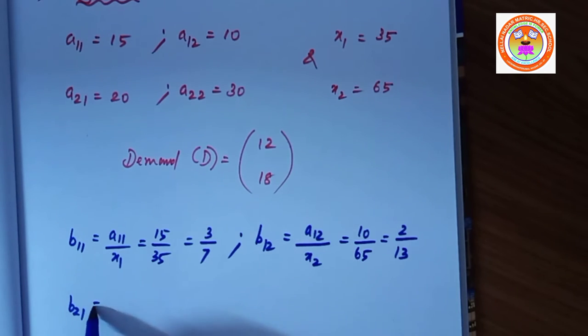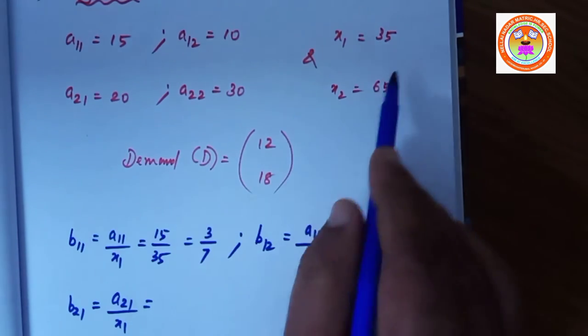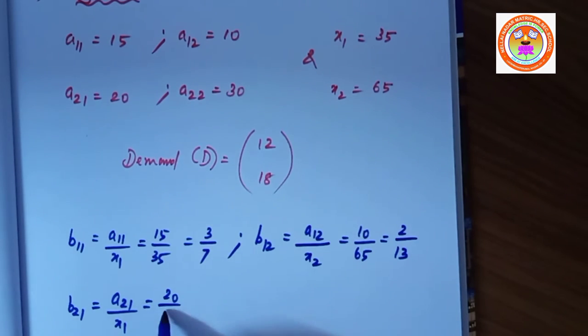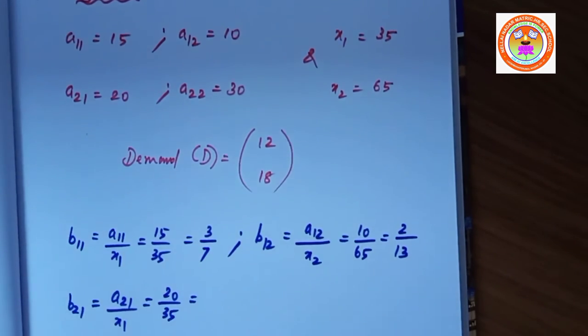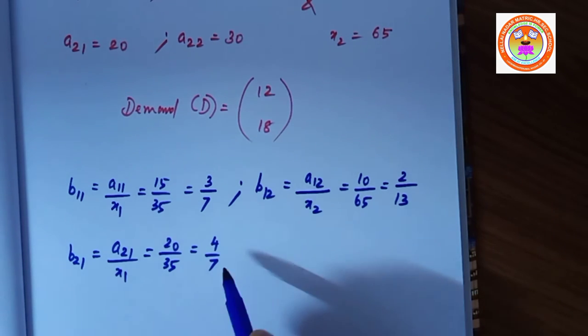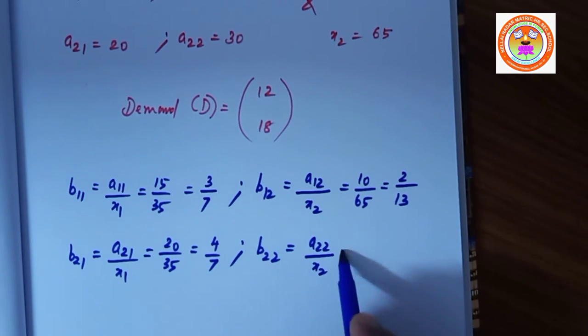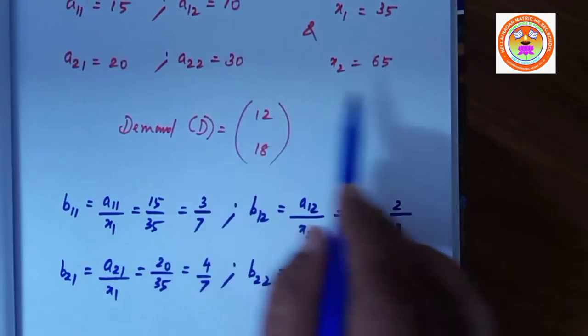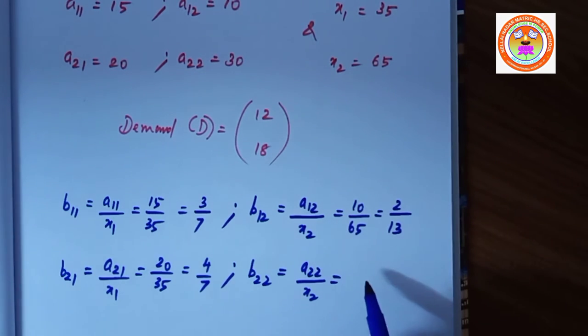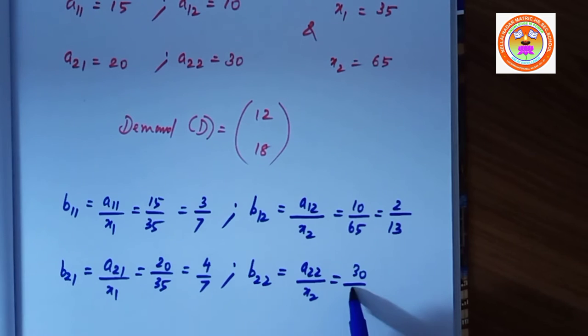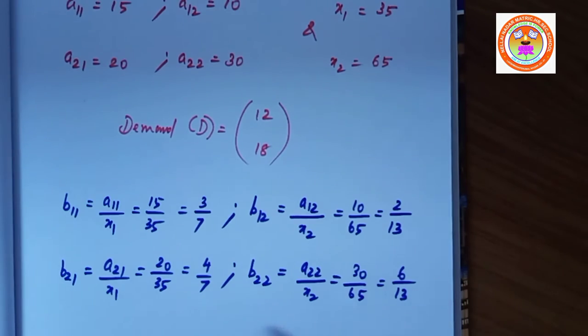Then you have to calculate B21. B21 is equal to A21 divided by X1. A21 is 20, X1 is 35. 20 divided by 35, can divide by the 5 table, 4 times, 7 times, 4 by 7. Finally B22 is equal to A22 divided by X2. A22 here is 30, X2 is 65. 30 divided by 65, can divide by the 5 table, 6 times, here 13 times. 5 6s are 30, 5 13s are 65.